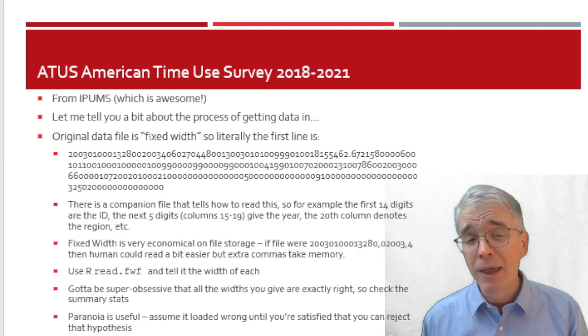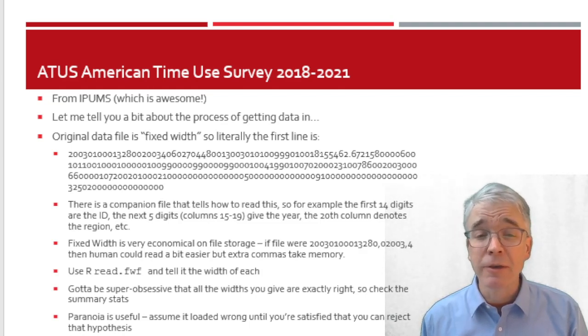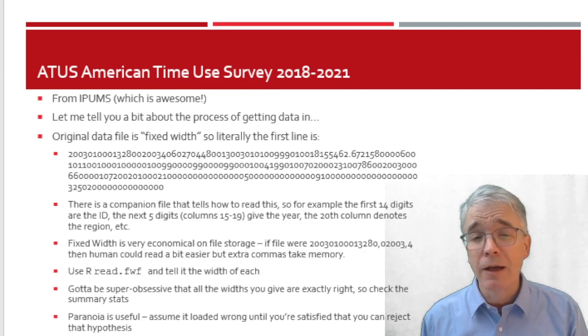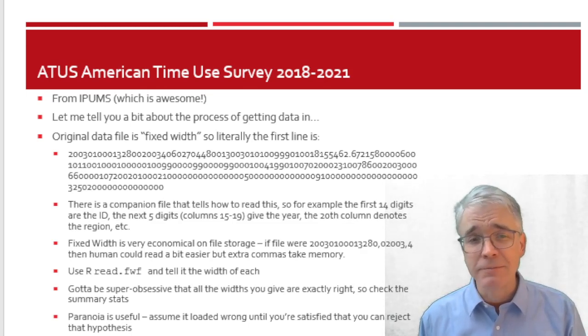They'd have a companion file that decodes. So maybe the first 4 digits give the year, the next 3 some other item, and so forth. R has a command, read.fwf, which reads the fixed width file, but you have to tell it the width of each entry. You've got to be super obsessive about all the widths, because if you get anything wrong, then all the data goes down.